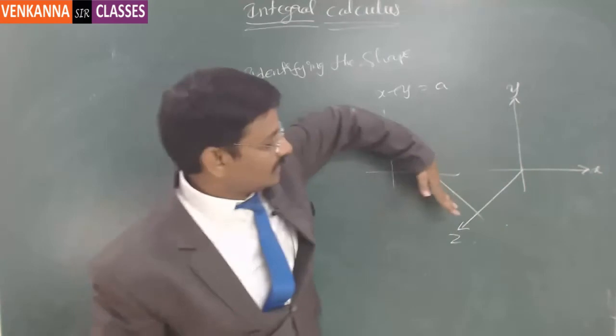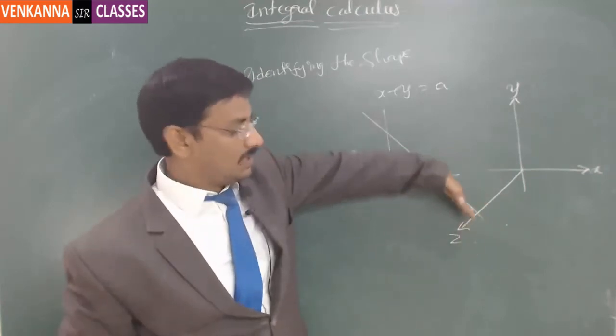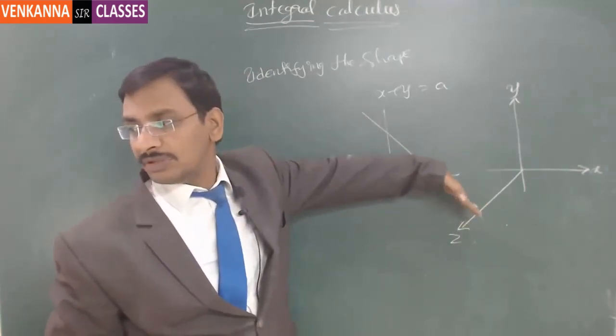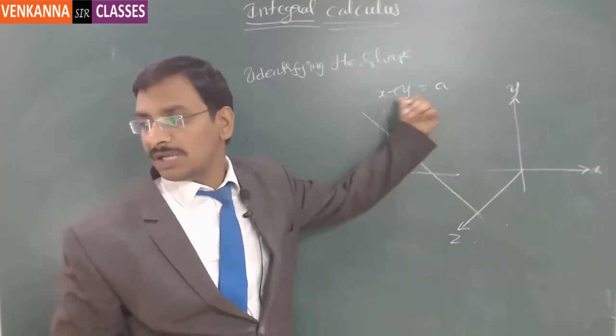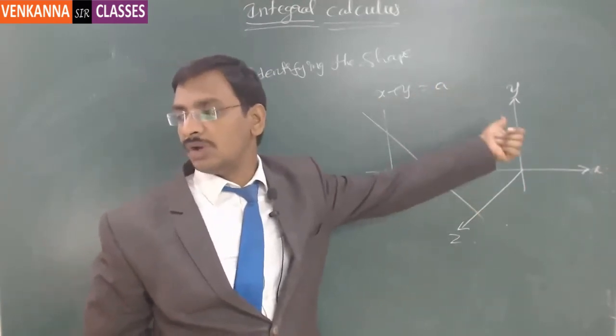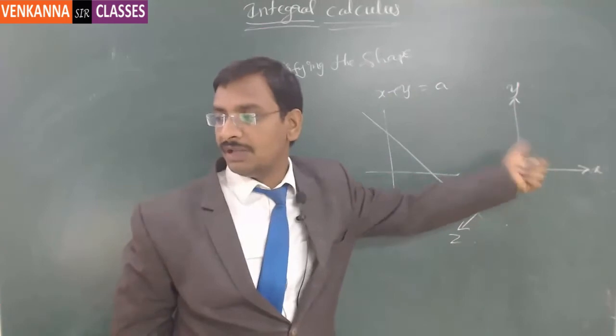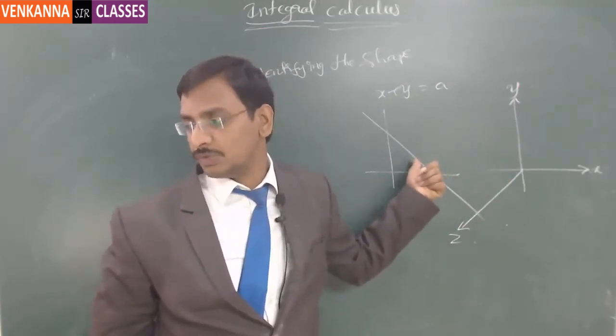So that plane will be like this. My hand here represents the plane. So this is the plane we are talking about, x plus y is equal to a. So in 3D you have to model this as a plane, whereas in 2D you model it as a line.